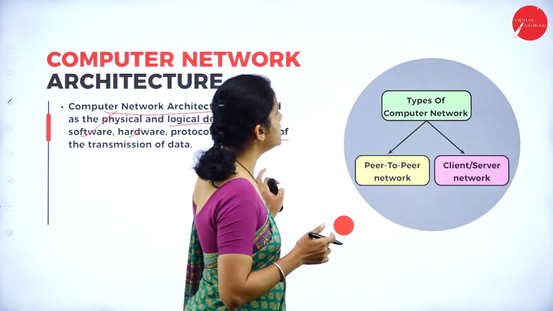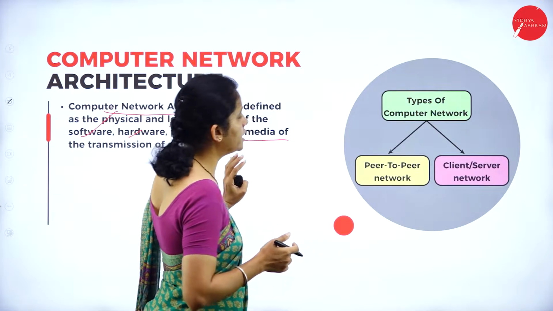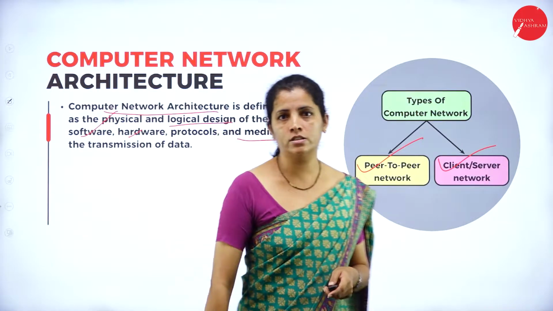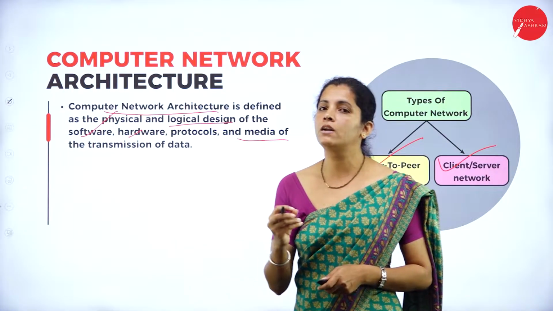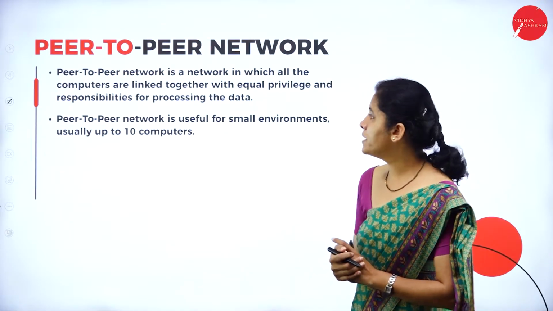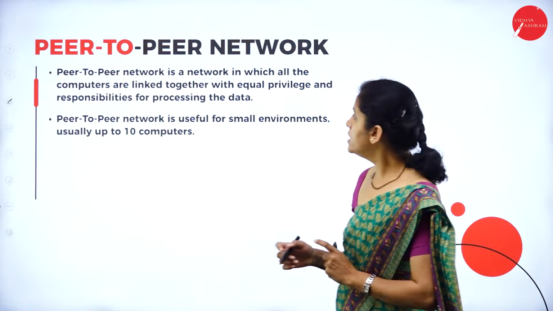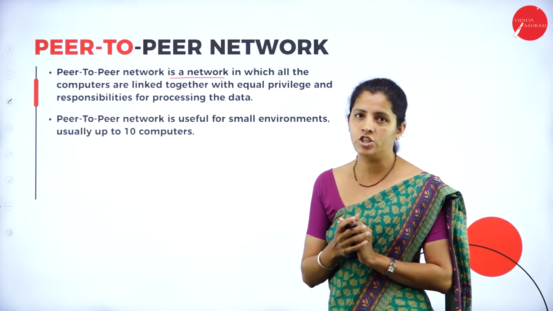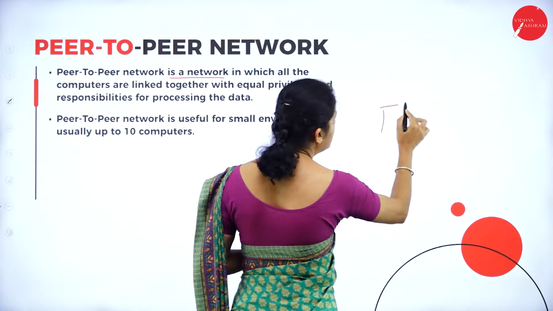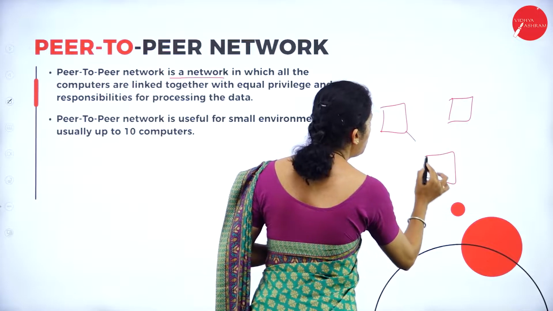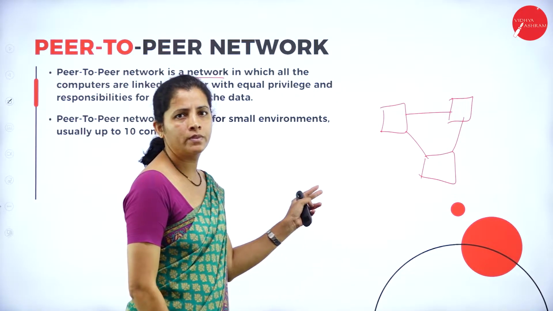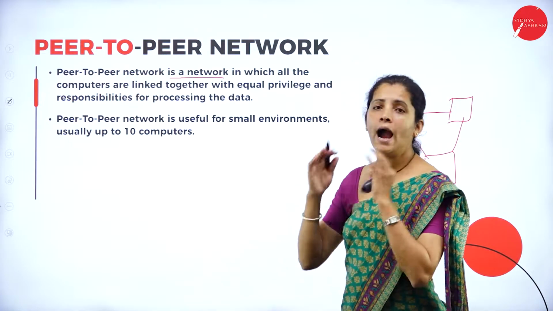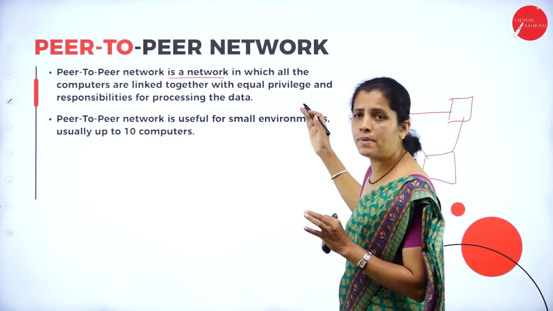So dear students, if I consider computer network architecture, that is further classified into peer-to-peer and client-server architecture. Let's see what is peer-to-peer network. Peer-to-peer network is a network in which all the computers are linked to each other. For example, think that I have three systems and all the systems are linked to each other. So this kind of architecture is known as peer-to-peer computer architecture, and each device must have the same responsibility and same privilege.